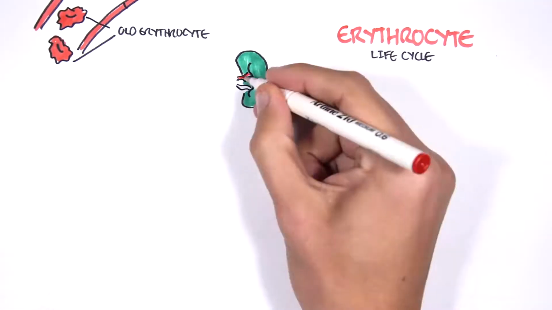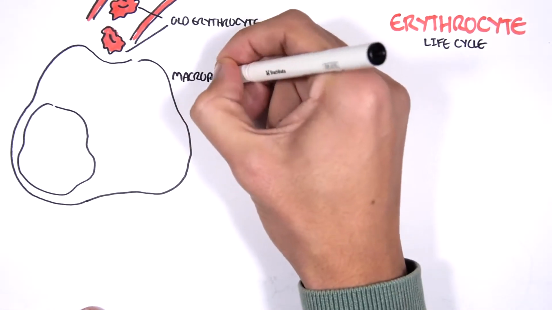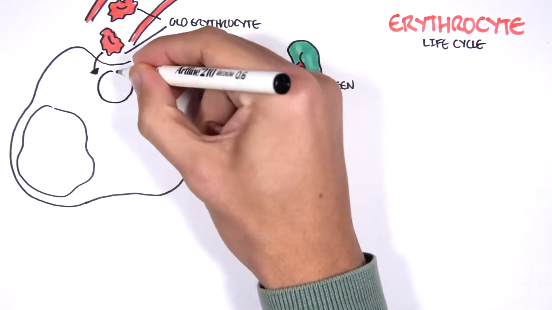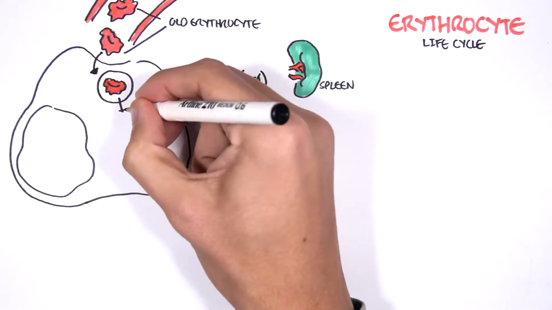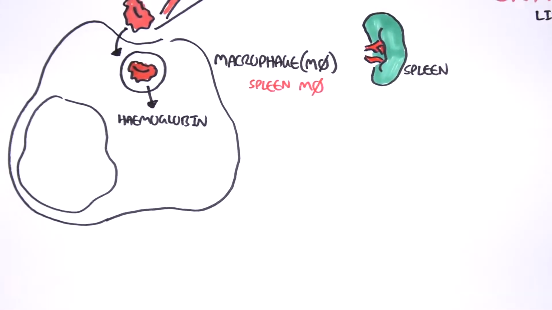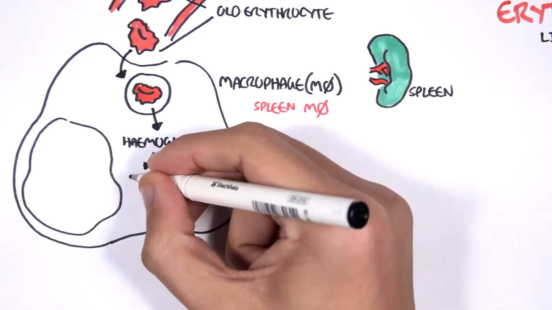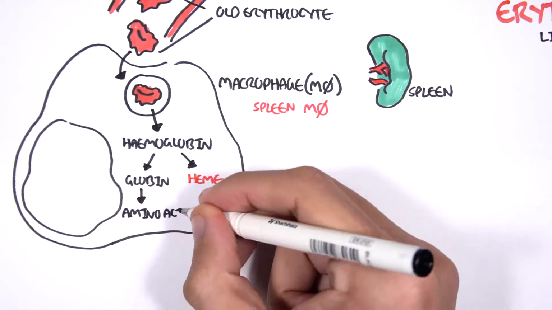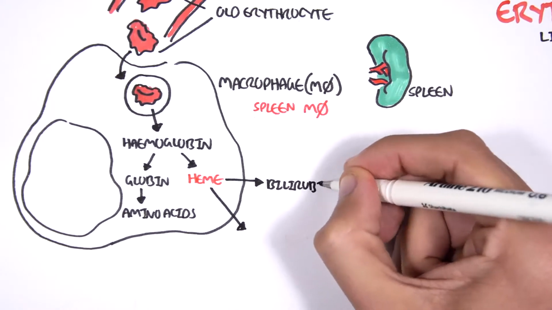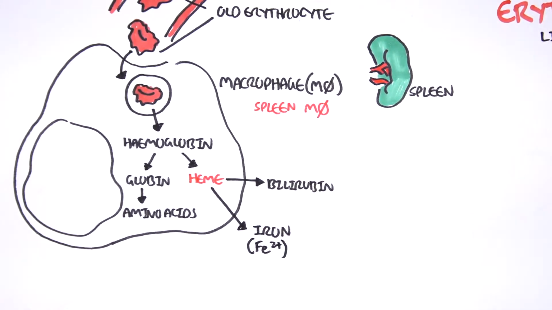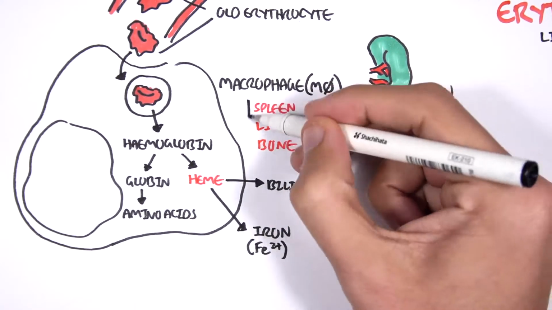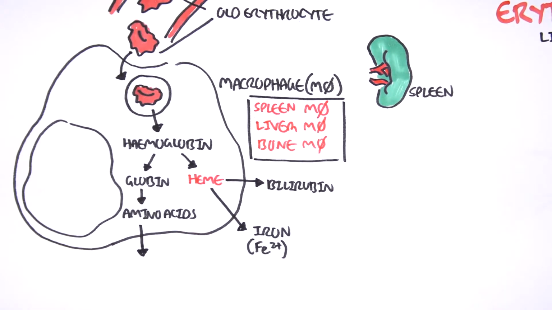Within the spleen, we have macrophages. And it is these macrophages that will actually engulf these old erythrocytes and break them down. And so when the old red blood cells are broken down, you end up with a lot of hemoglobin. The hemoglobin can then be broken down further into globin and its heme component. Globin is then broken down to amino acids, and the heme is broken down to 2 main products: bilirubin, essentially, and iron. These macrophages are not only found in the spleen, as I mentioned, but they're also found in the liver and bone, and they do exactly the same thing.